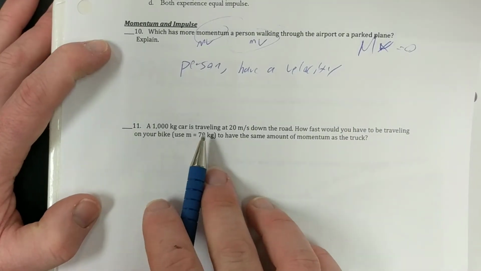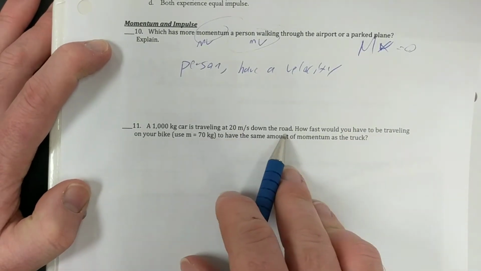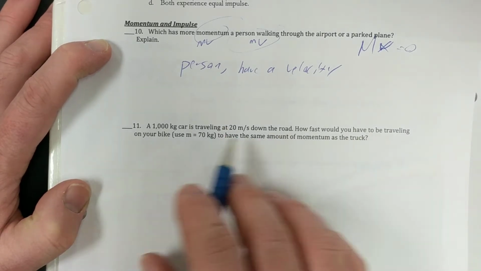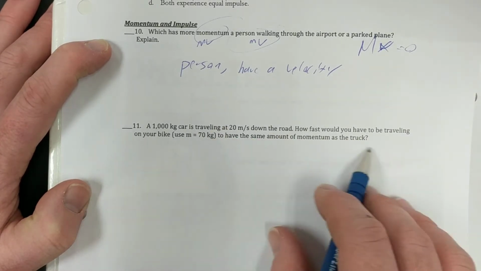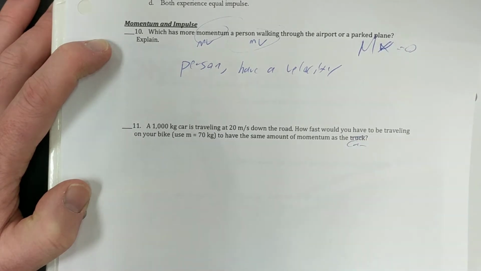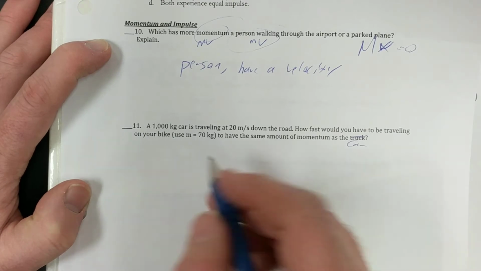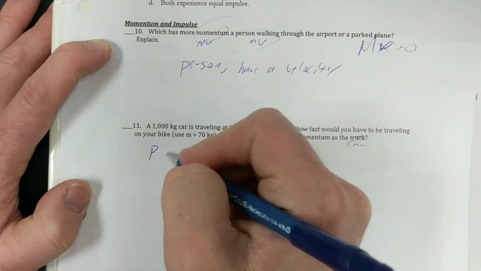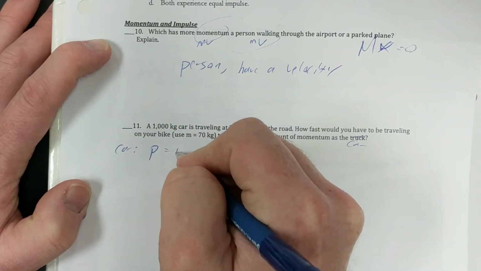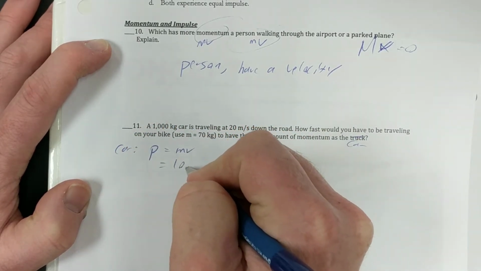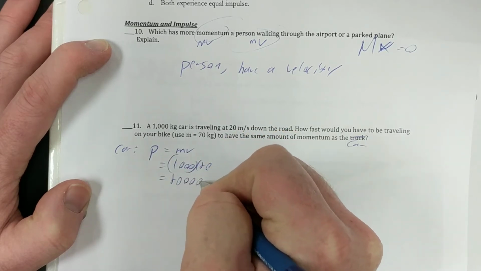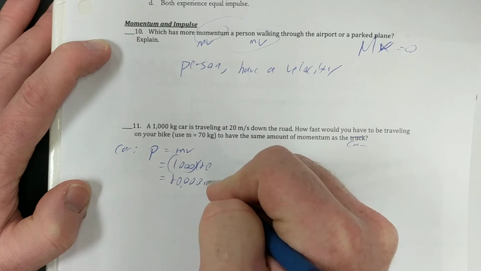All right, a 1,000 kilogram car traveling at 20 meters per second down the road. So that's got a momentum. How fast would you have to be traveling on your bike, 70 kilograms, to have the same momentum as the car? Well, we need to find the momentum of the car. So P equals mv, which would be 1,000 times 20, or 20,000 momentums. It sounds like the homework problem.